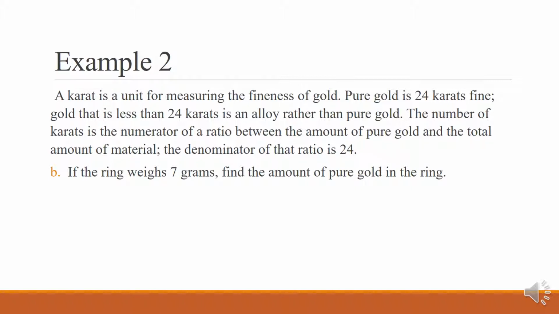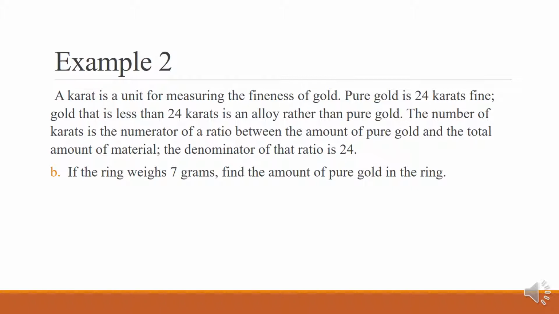Now this is the same problem, it's just part B. And this one says, if the ring weighs 7 grams, so that's the total weight of the ring. If the ring weighs 7 grams, find the amount of pure gold in the ring. Okay. So we're going to find out how many grams of pure gold are in this ring.